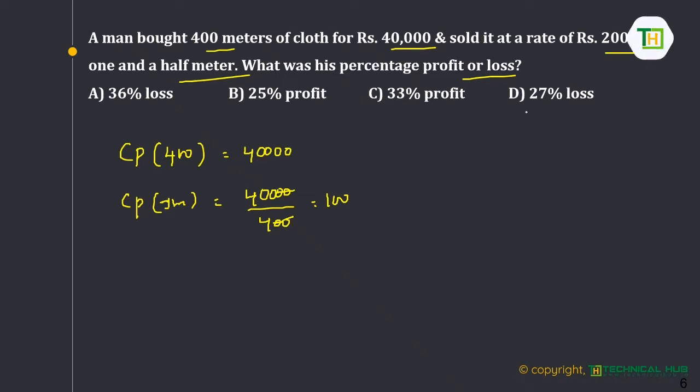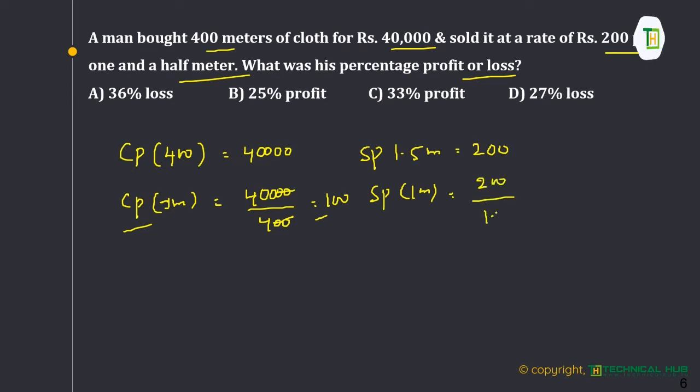Also given is the selling price of 1.5 meter. It means the selling price of 1.5 meter is 200 rupees. Then calculate the selling price of 1 meter, because we know the cost price of 1 meter. That's why I'm calculating the selling price of 1 meter. The selling price of 1 meter is equal to 200 by 1.5. So 200 by 1.5 is nothing but 133.33.